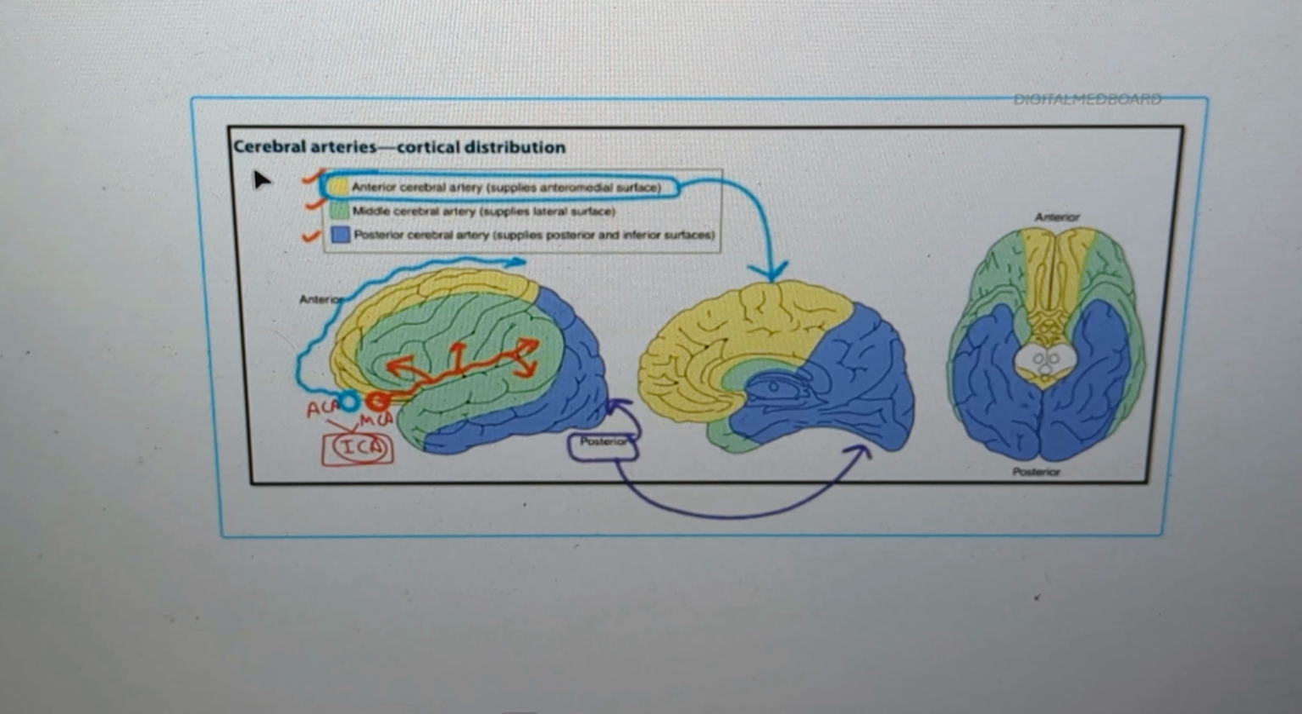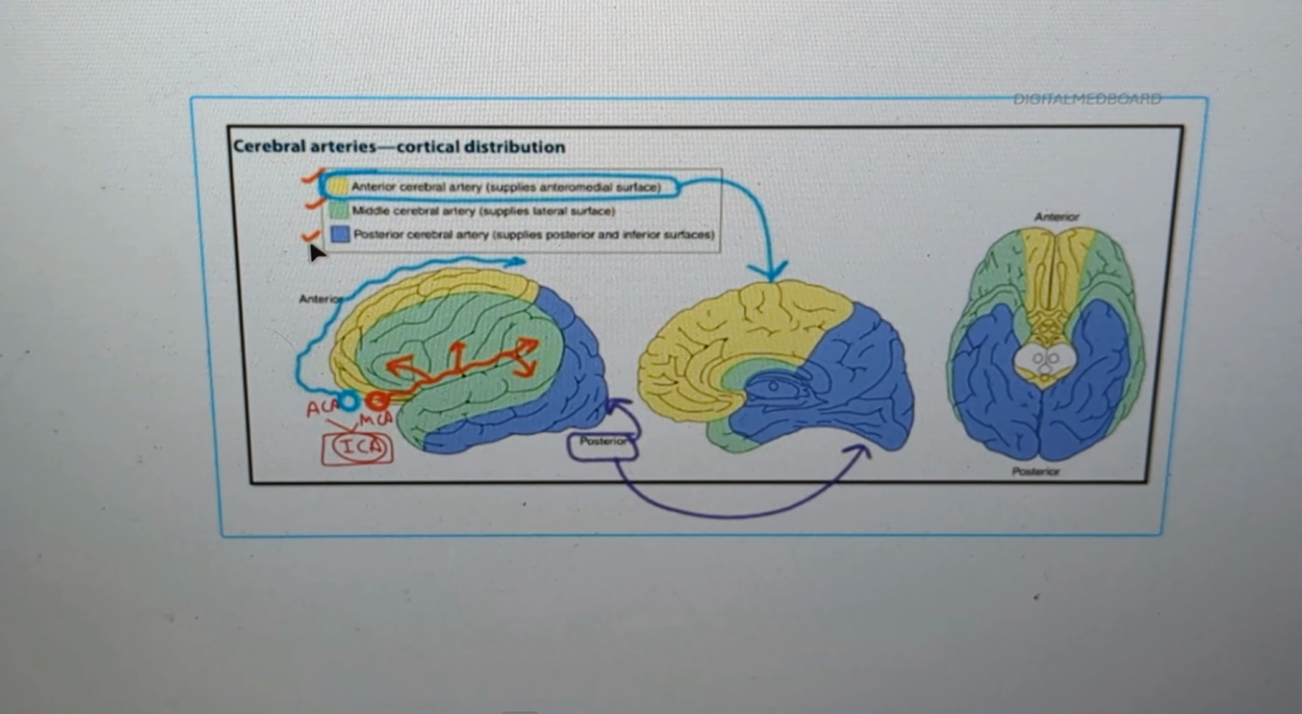Here we go. We have three cerebral arteries: the anterior cerebral artery, the middle cerebral artery, and the posterior cerebral artery. The internal carotid artery runs in the lateral sulcus, supplying Broca's motor area, the arcuate fasciculus, and the Wernicke's sensory area. The anterior cerebral artery runs anteriorly and medially, supplying the anteromedial region.